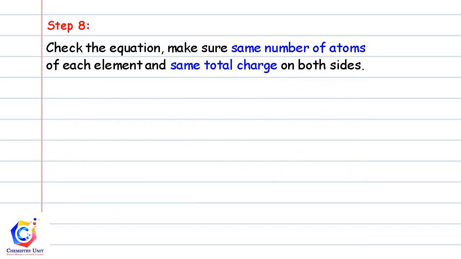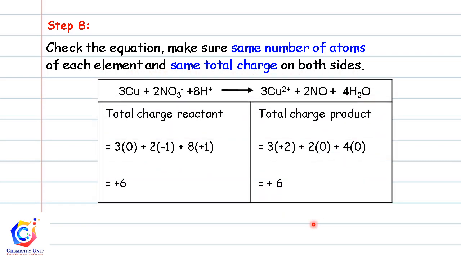Last step, we need to check the equation. Make sure there is the same number of atoms of each element and the same total charge on both sides. So 3 copper, 2 nitrogen, 6 oxygen, 2 plus 4 is 6 oxygen, 8 hydrogen, and here 4 times 2 is 8 hydrogen. Yes, both sides have the same number of atoms.